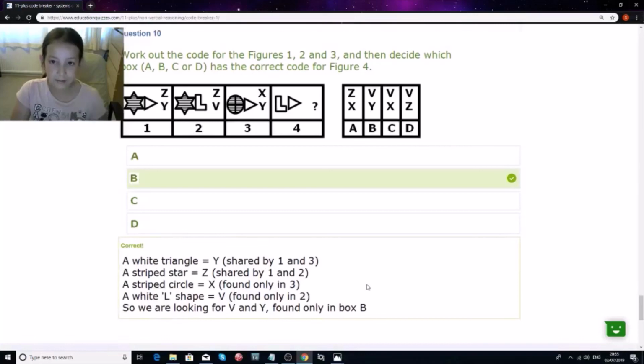Correct. A white triangle equals Y, shared by 1 and 3. A striped star equals Z, shared by 1 and 2. A striped circle equals X, found only in 3. A white L shape equals V, found only in 2. So we are looking for V and Y, found only in box B.